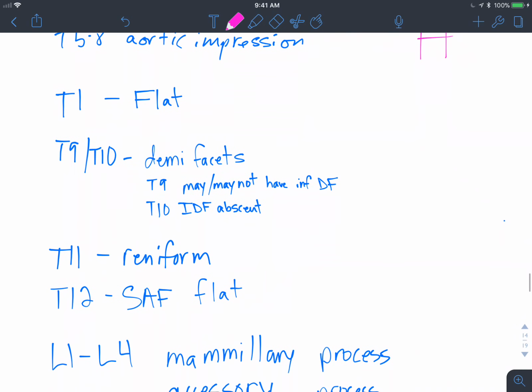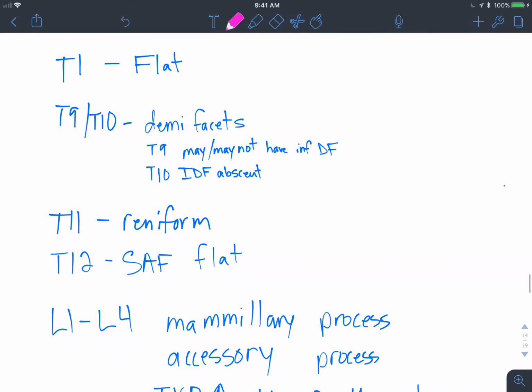Okay. T1, even just looking at the picture, is very, very flat, right? That spinous process is really, really flat. That's about all I got for T1.